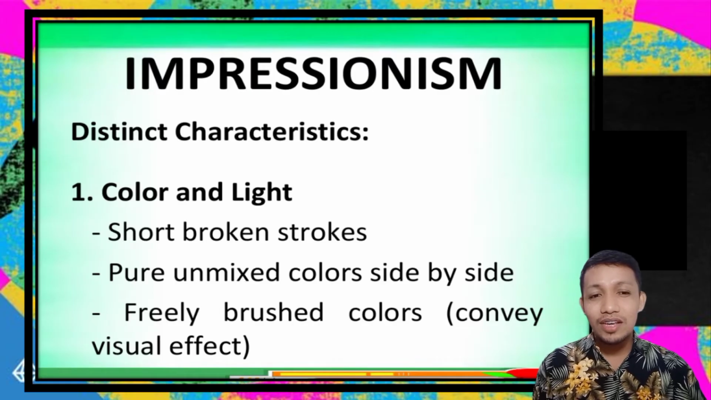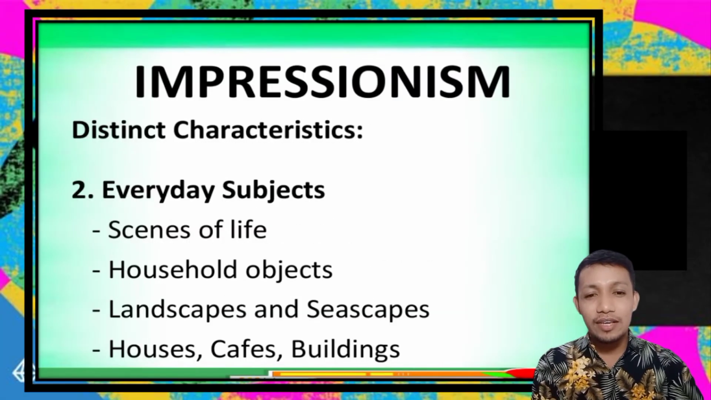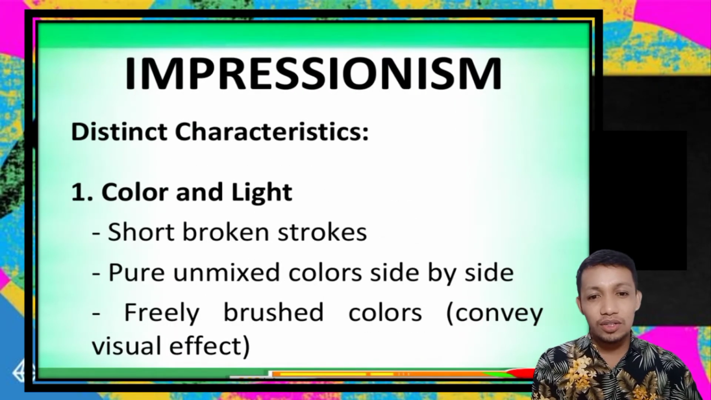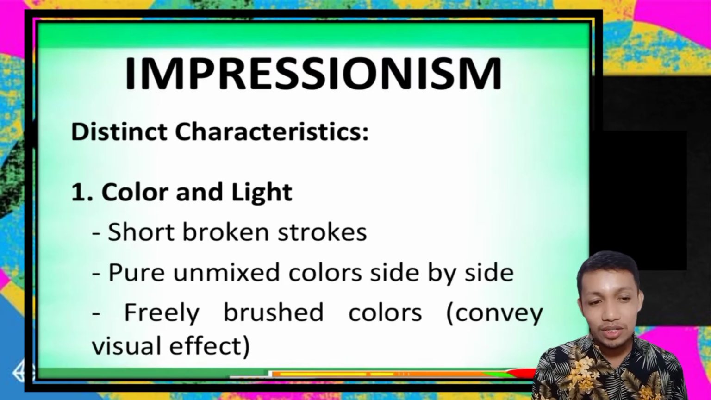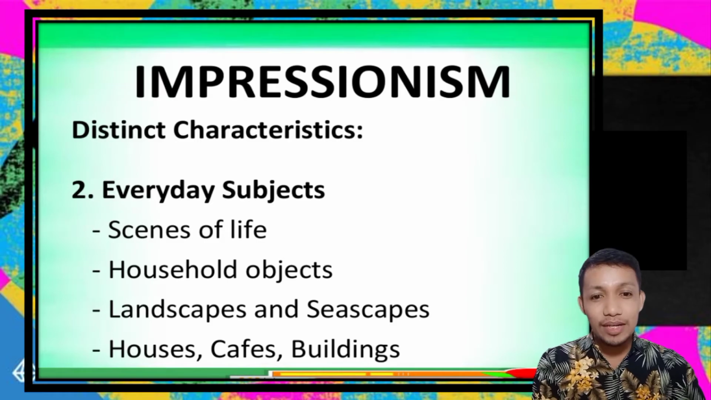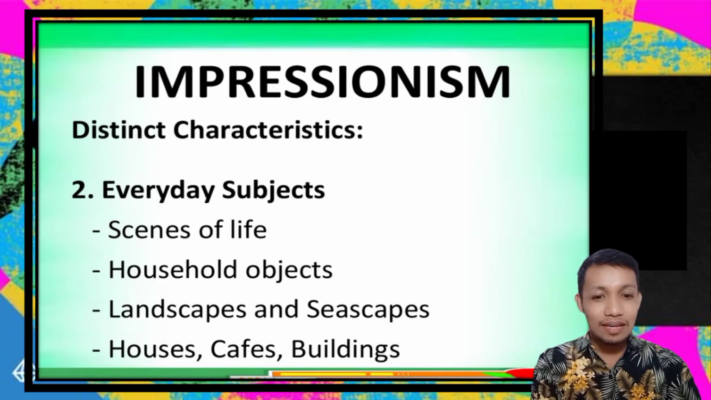And these are the distinct characteristics of Impressionism in terms of color and light, everyday subjects, painting outdoors, and open composition. For the first one, short broken strokes are evident. Pure unmixed colors side by side, and freely brushed colors that convey visual effect. For everyday subjects of Impressionism, there are scenes of life, household objects, landscapes and seascapes, houses, cafes, and buildings.